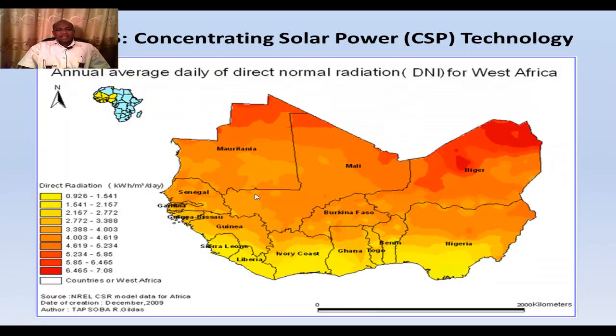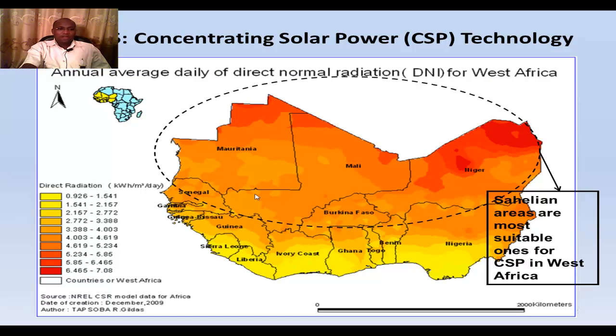Here is a map of annual average daily direct normal radiation for West Africa. This is one of our research results, actually, but still it is questionable because the data we have used are satellite data, which are not necessarily accurate. So it is just to show roughly the areas in the Sahelian region which are more suitable for concentrating solar power in West Africa.